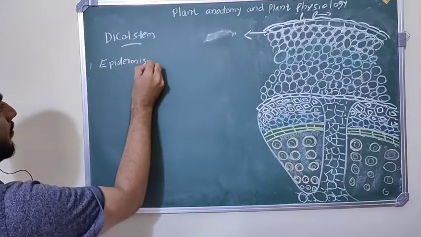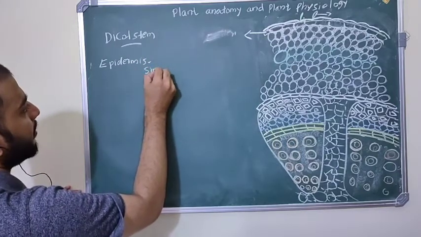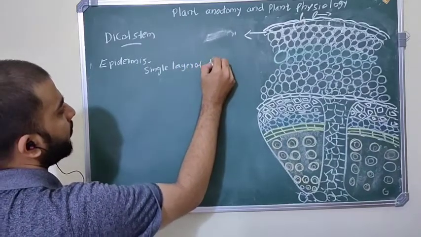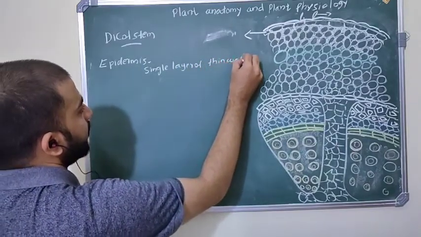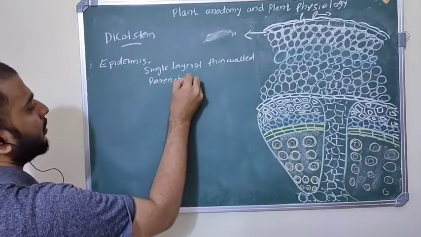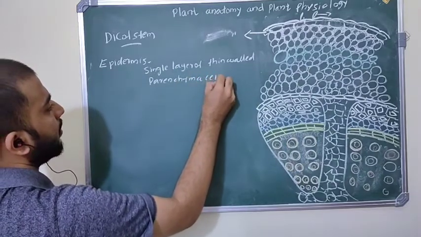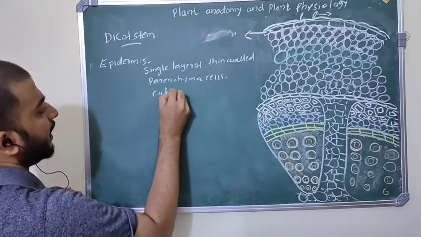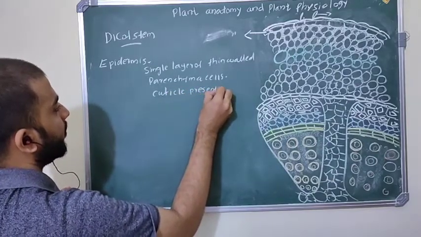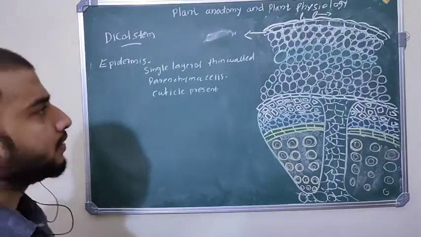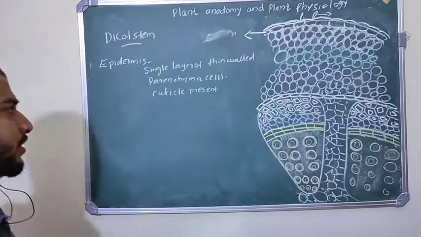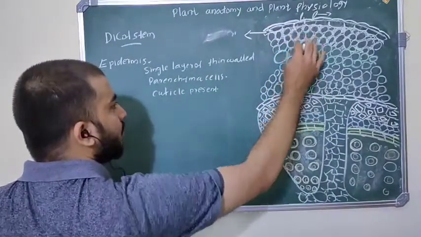Epidermis is made up of a single layer of thin-walled parenchyma cells, and cuticle is present. But in case of root, cuticle is absent; here the cuticle is present. Then after epidermis, the next part is cortex. Below epidermis, cortex is found. So this region is called cortex.